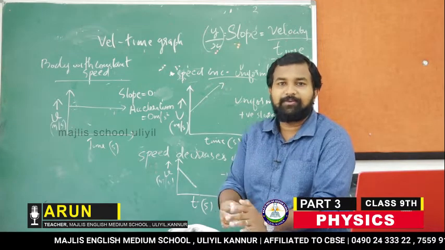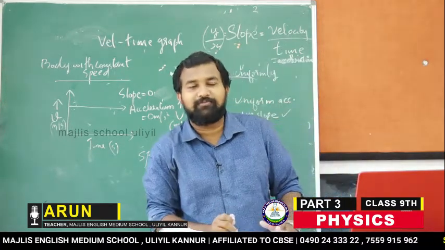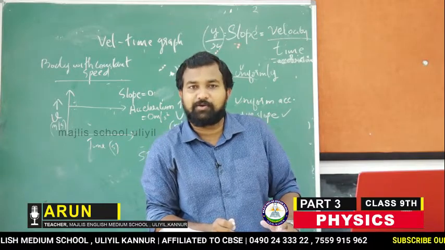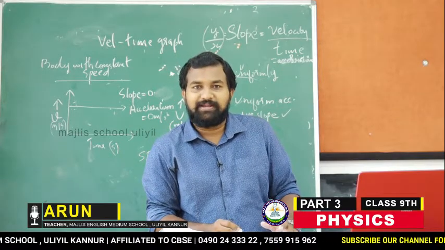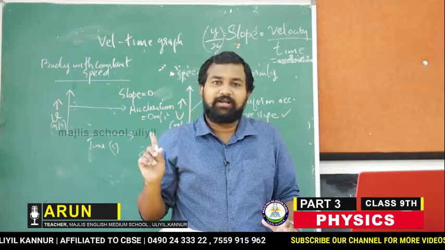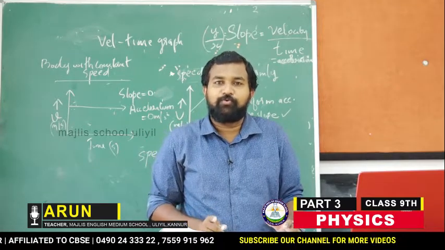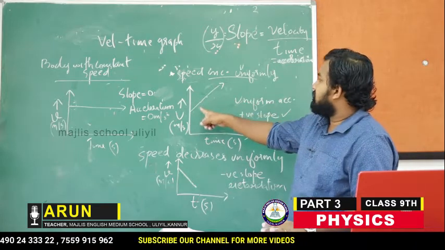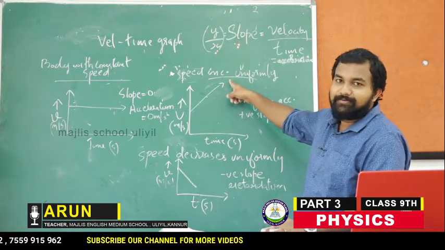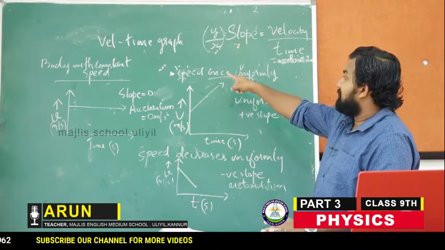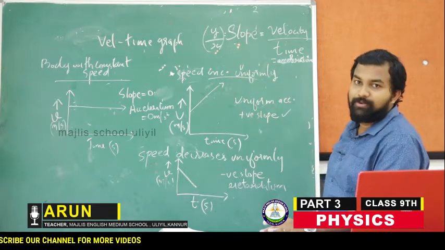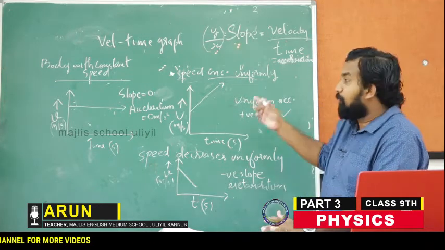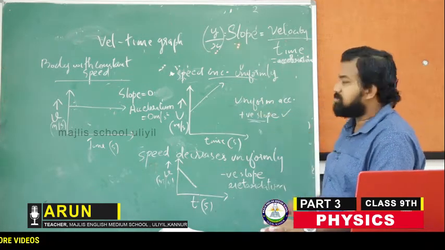In the position time graph, what did we get? What was the quantity given by the slope? It was speed. In the velocity time graph, the slope will give you acceleration. So here we will say that the body is uniformly accelerated when the speed is increasing uniformly, because of the positive slope.